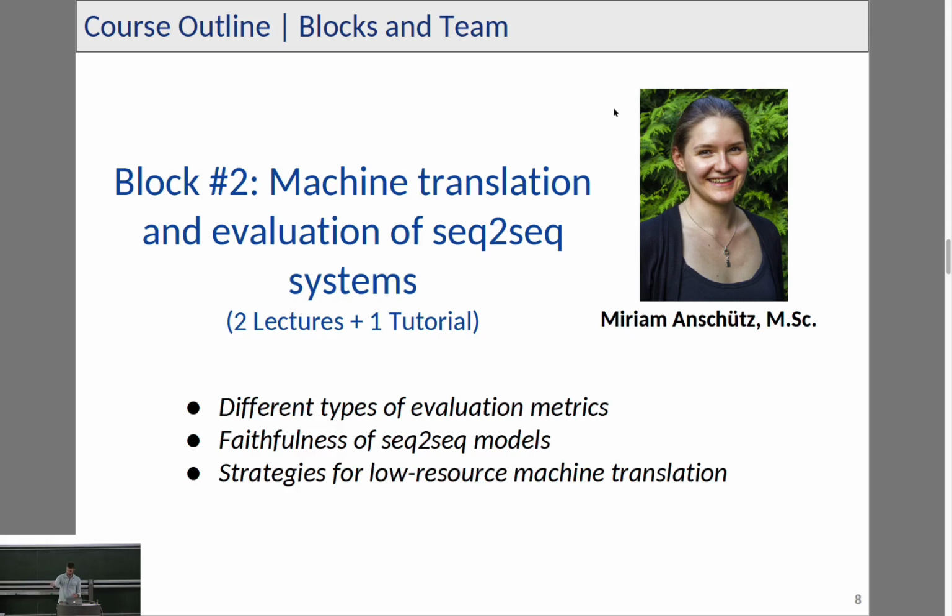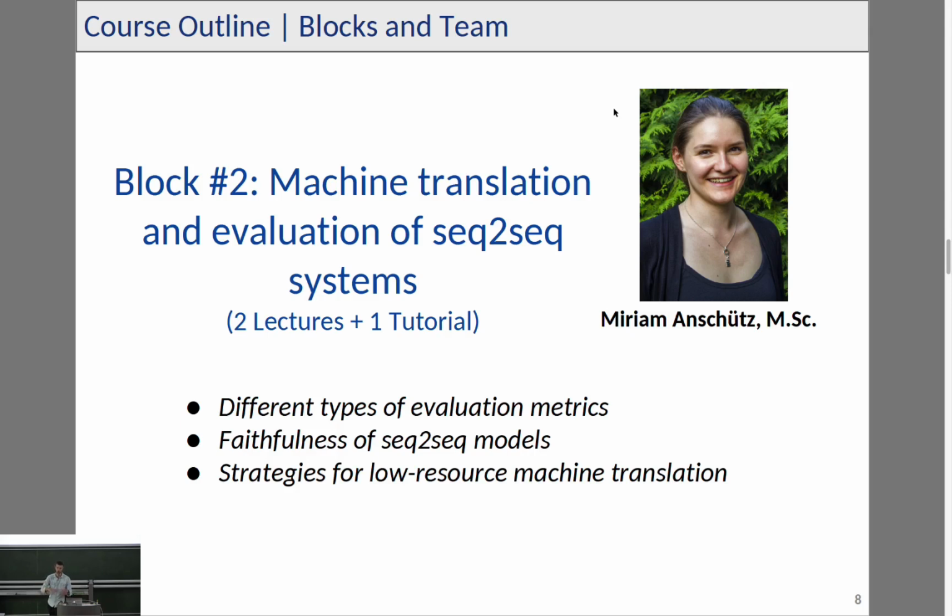Block 2 will be done by Miriam, who's here. And I think the main take of this block, since the first block, as I said, we will cover large language models, but a lot of the examples that I will be making will be sequence to class, because it's a simple setting. Miriam will take this to the next level, and she will go sequence to sequence.